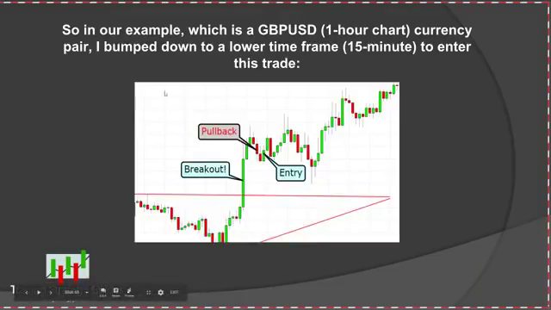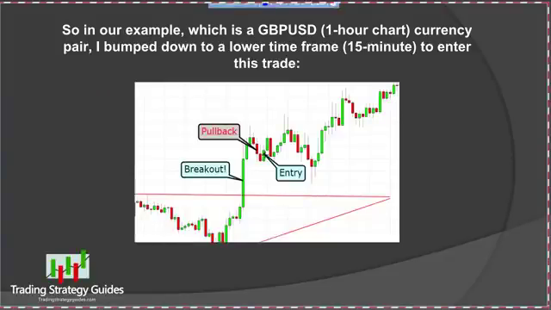So in our example, which was a pound-dollar 1 hour chart, the currency pair, we bumped down to a lower time frame to enter this trade, which I've gone over quite a bit just because I think it's really important. You get the breakout, you wait for the pullback, and then there you enter. And you can even wait for a green candle to occur like you see here. You get this bullish candle right here, which is your entry, and that would be it.